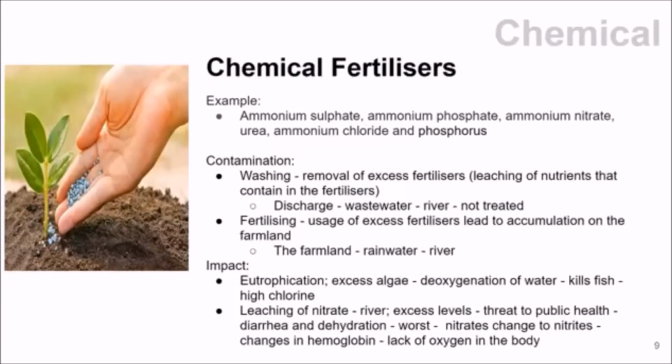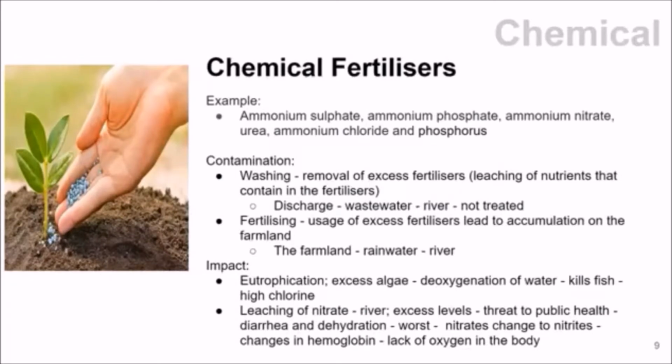Okay, when the farmers discharge the wastewater and it is not treated, then it will go directly to the river. Other than that is fertilizing. Fertilizers are used uncontrollably by the farmers. This will lead to accumulation on the farmland itself. When the farmland is washed by rainwater, the water will get absorbed into the soil. Then the water will get into the river immediately.